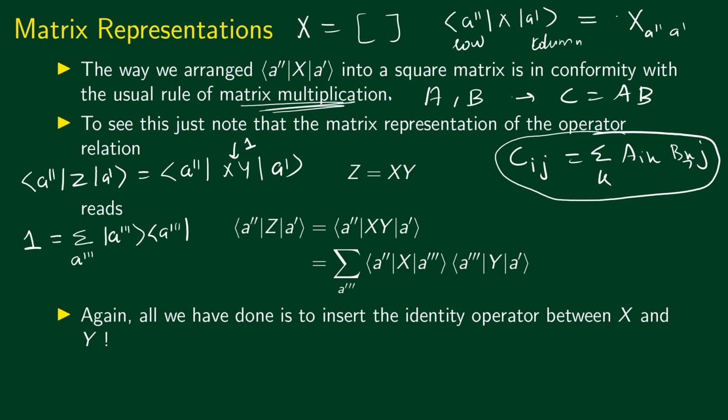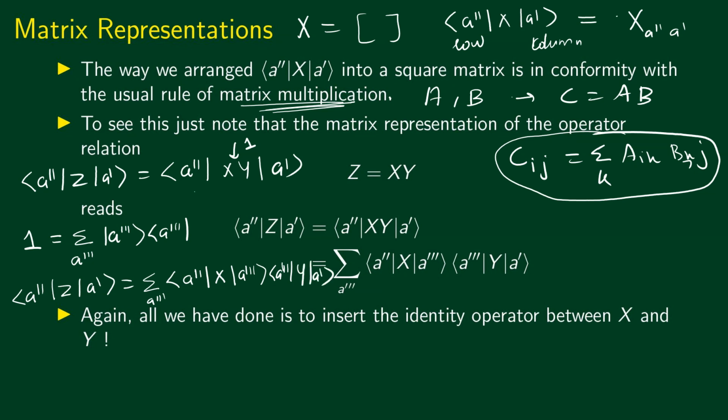So bra a double prime Z ket a prime is equal to, I'll put the summation outside, sum over a triple prime, bra a double prime X ket a triple prime bra a triple prime Y ket a prime. It doesn't matter where I put it, but I can pull the summation outside because the summation is only over a triple prime.